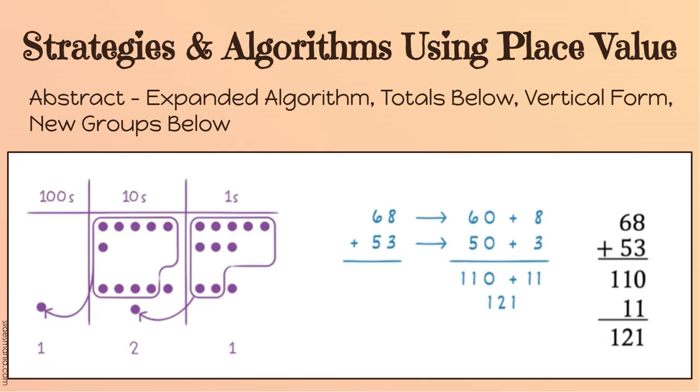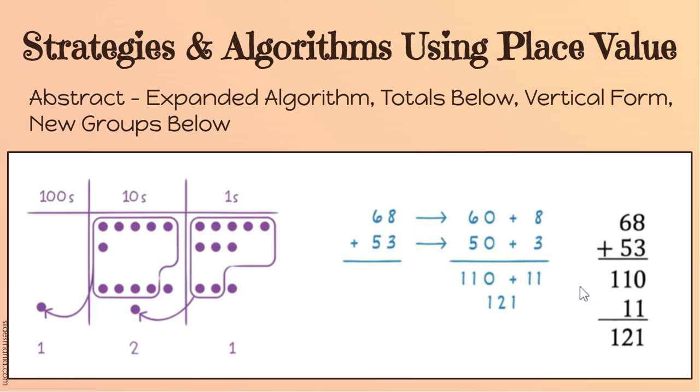Another more abstract form is what's called totals below, or partial sums. So in this one, we have the chip model off to the side, which you can continue to do. Or for a new problem, we have the standard algorithm. 68 is 60 plus 8. 53 is 50 plus 3. When I add my ones together, I get 11. When I add my tens together, I get 110. Again, realizing that I can bundle 10 of these for another 10, making 120, plus 1 is 121.